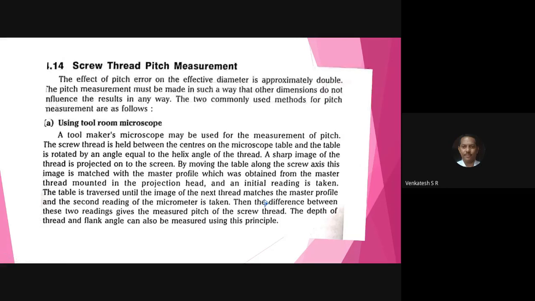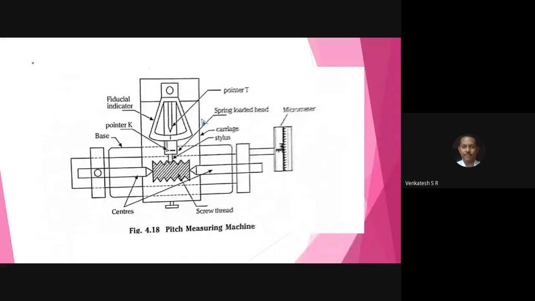Screw thread pitch measurement. You have an experiment in the metrology lab where you can use the tool room microscope for measuring pitch. What is the pitch? First thing is, what is pitch? The distance between two peak points of the thread is called pitch.